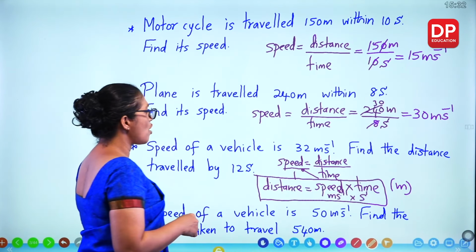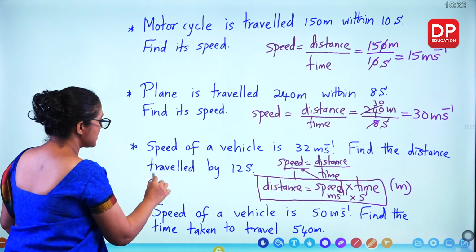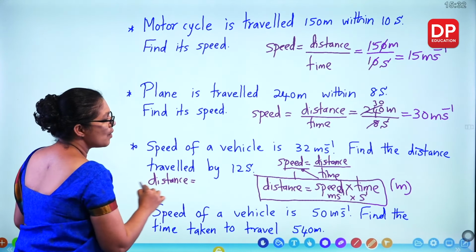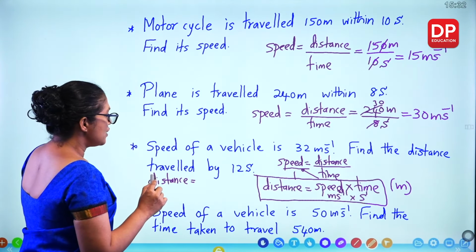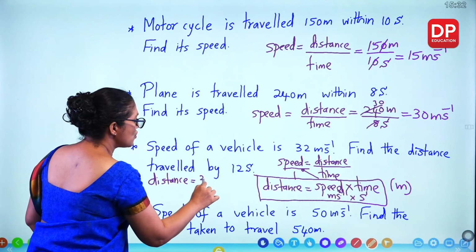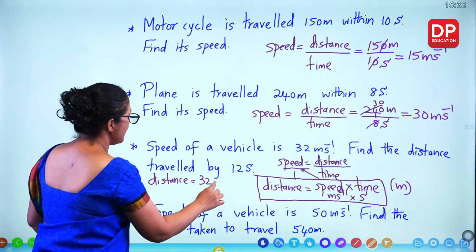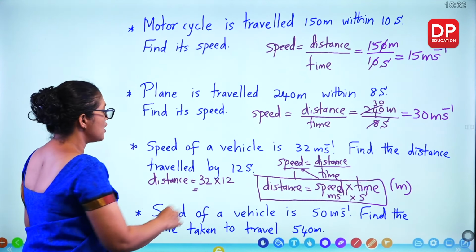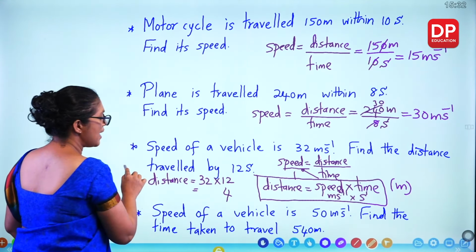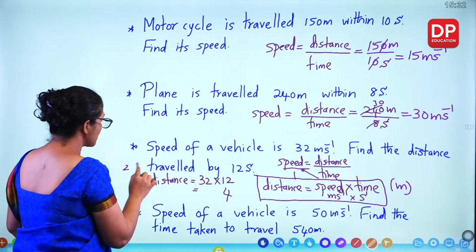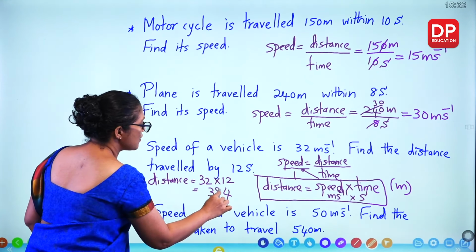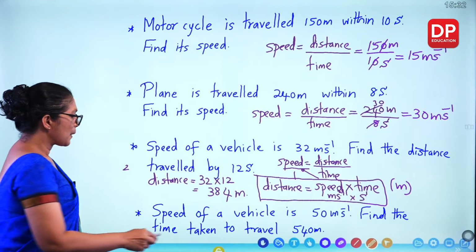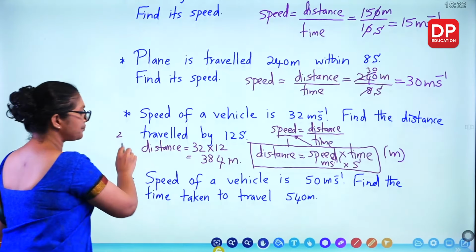Now we'll try to solve this. So what's the distance in this question? Distance is equal to speed times time. Speed is 32 meters per second and the time taken is 12. So multiply. 12 times 2, 24, 2 remaining, 12 times 3, 36 plus 2, 38, so 384 meters.